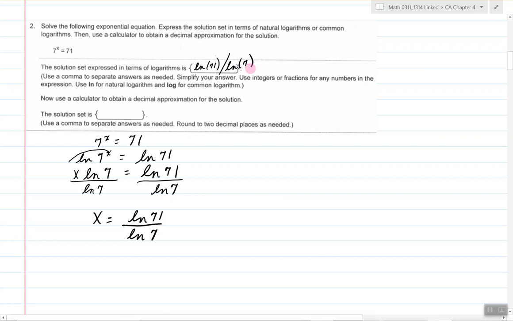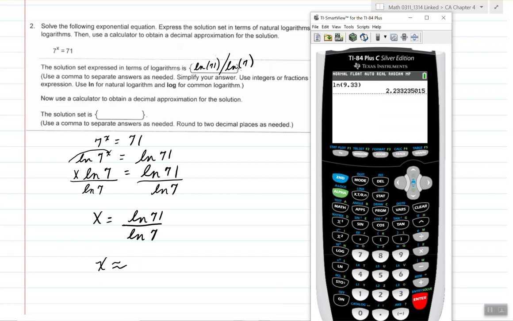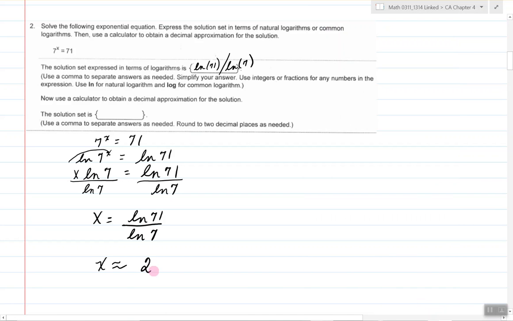Those parentheses may not be necessary in my math lab, but when I get my approximation, they will be important, so I go ahead and write them. It wants a decimal approximation, so I'll take the natural log of 71, close those parentheses, divided by the natural log of 7, close the parentheses, enter, round to 2 decimal places. This is 2.19.